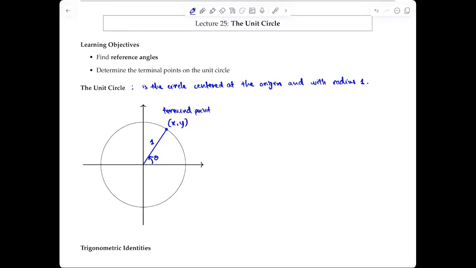And if you project this point onto the horizontal axis, the x-axis, with the y-axis through the origin, you will see this forms a right triangle inside the unit circle. And this part is the x value, and this side is the y value.